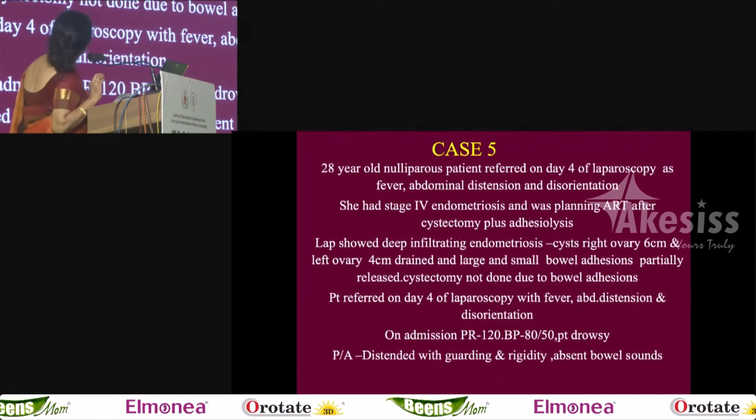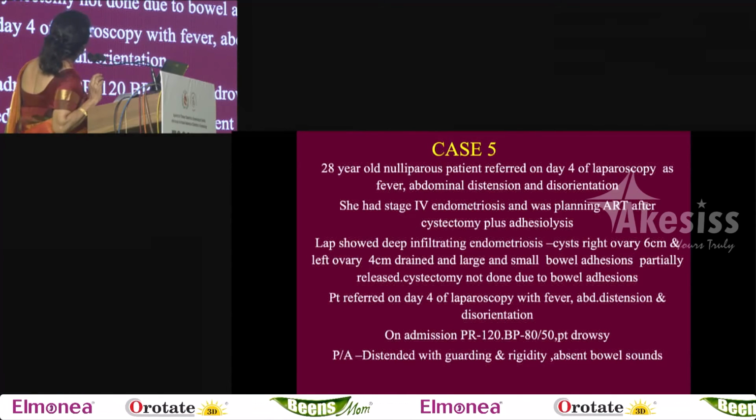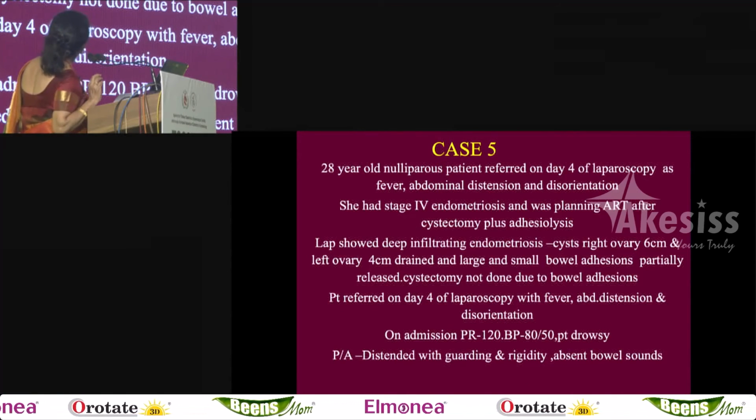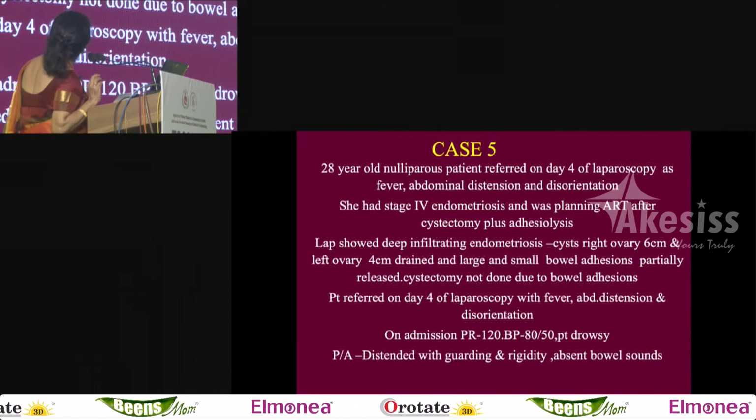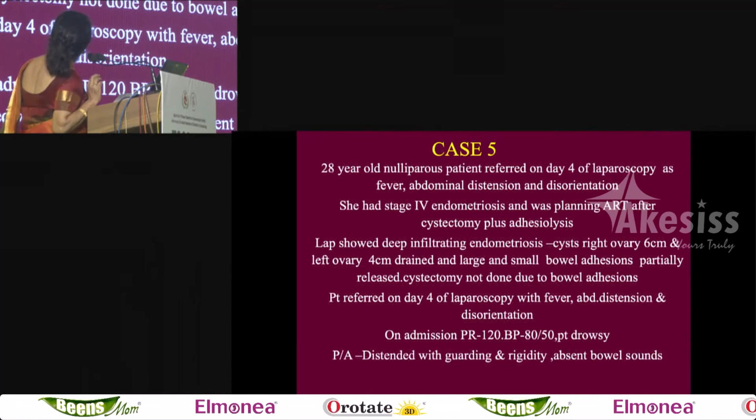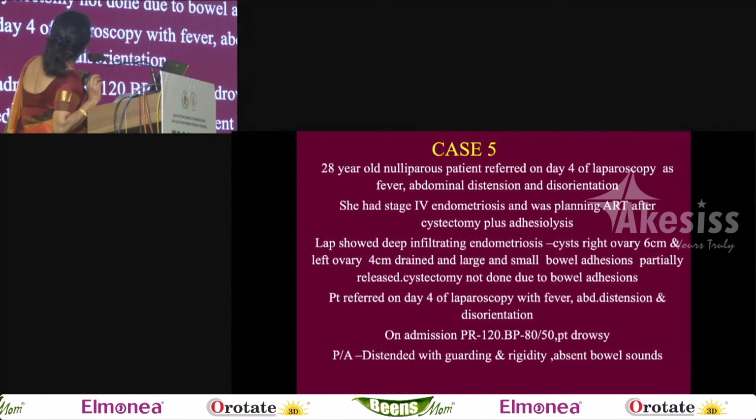This is the last case. She's a 28-year-old nulliparous woman referred on day 4 of laparoscopy. She had undergone a laparoscopy and was referred because of fever, abdominal distension and disorientation on day 4. Okay? She has had a laparoscopy done outside.